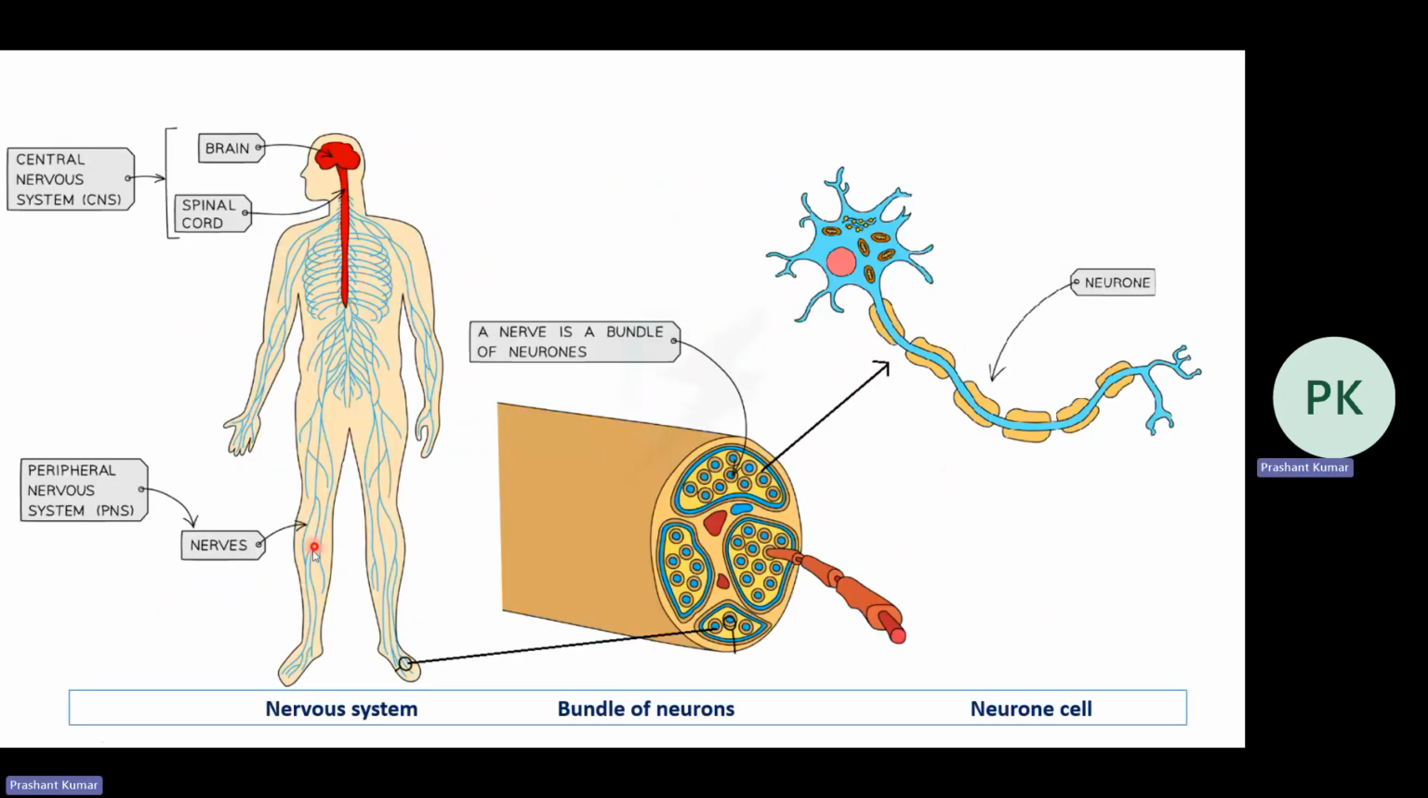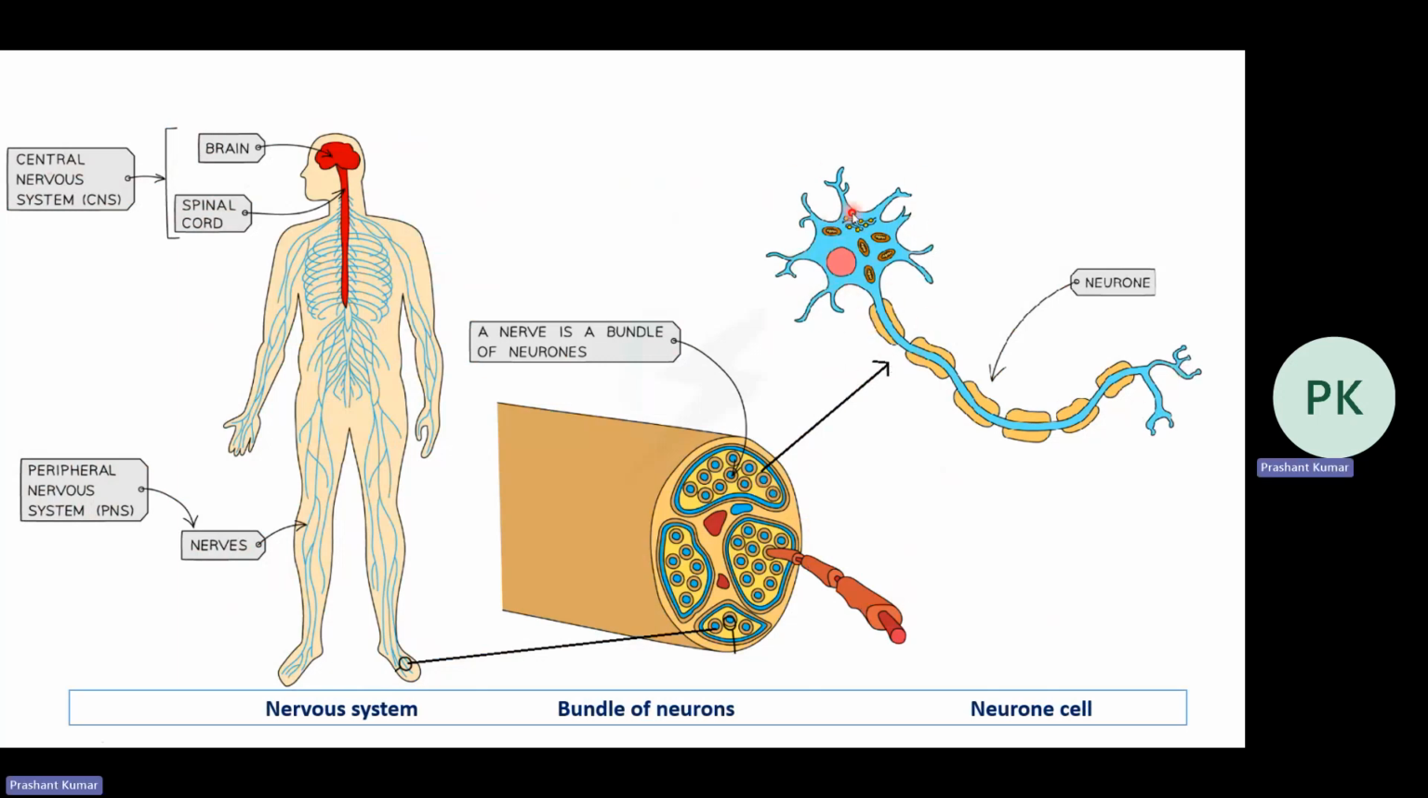So here we go. This is your nervous system. You can see the brain and spinal cord, which is the central nervous system, and the nerves present inside your body come under the peripheral nervous system. And if we look at one nerve, this shows that one nerve is a bundle of neurons, and you can check one. So this is one neuron cell they have shown here.